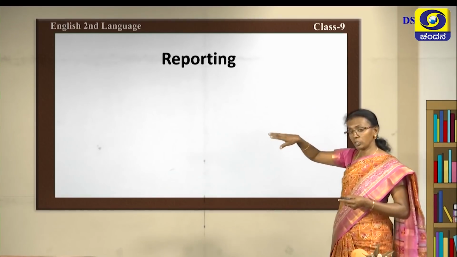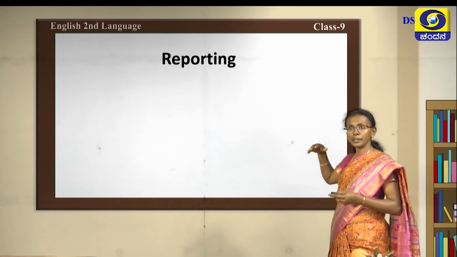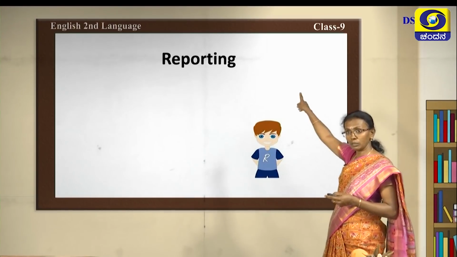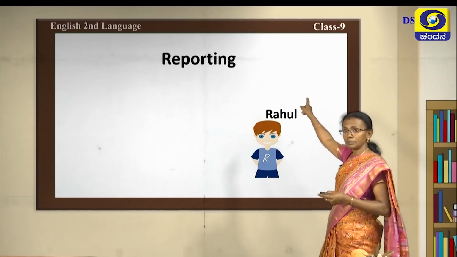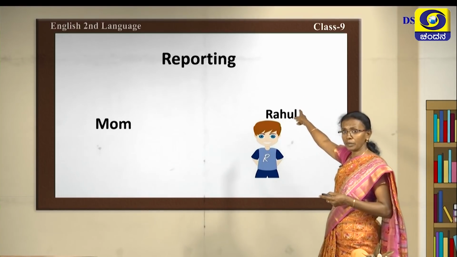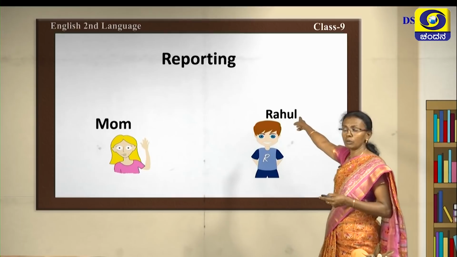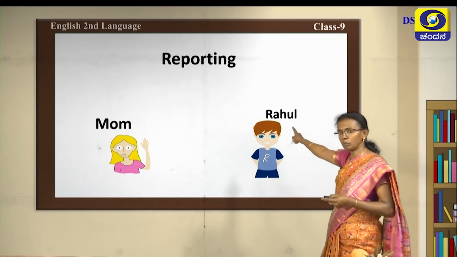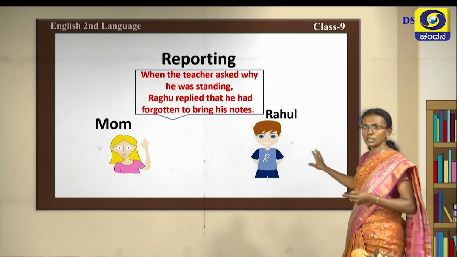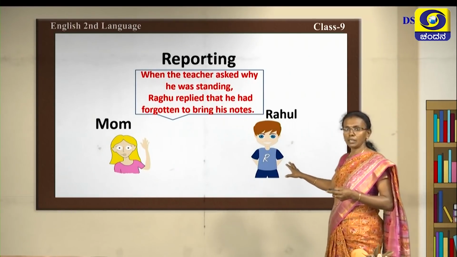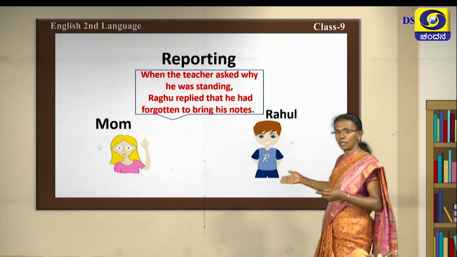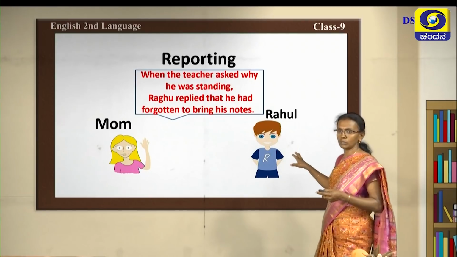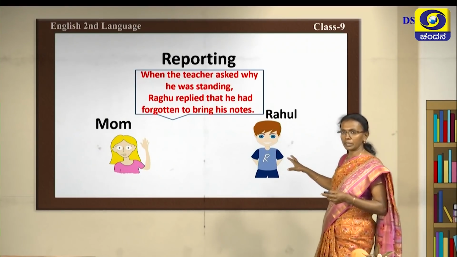This was classroom interaction. Now one boy has come home and he is reporting. To whom is he reporting? To the mom. Rahul is reporting to the mom. What is he reporting? When the teacher asked why he was standing, Raghu replied that he had forgotten to bring his notes. So Raghu has forgotten to bring his notes.